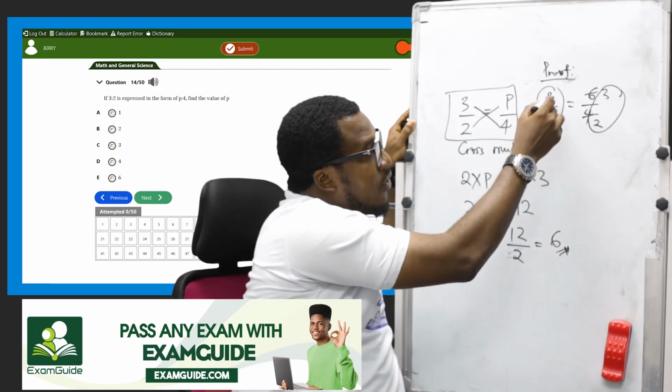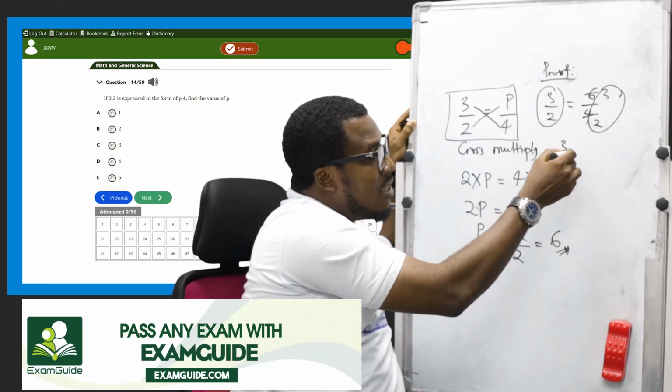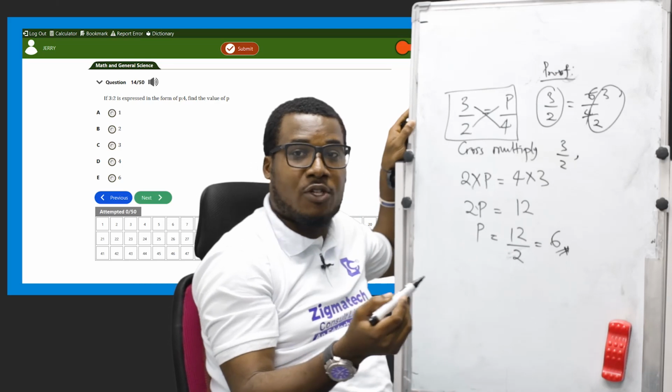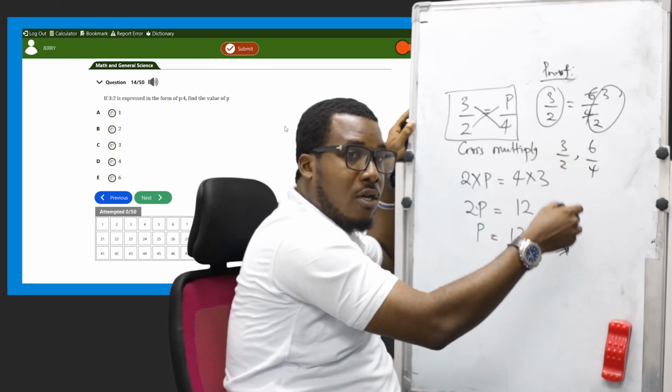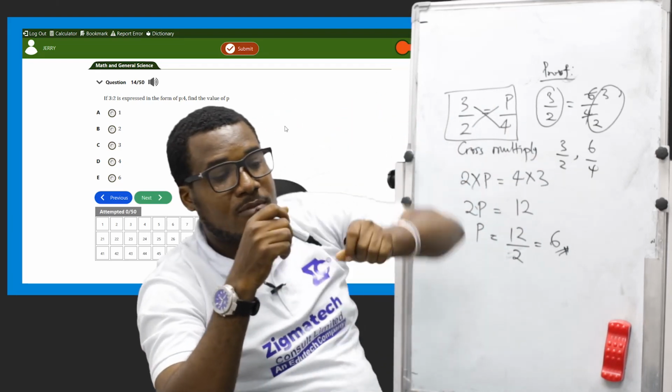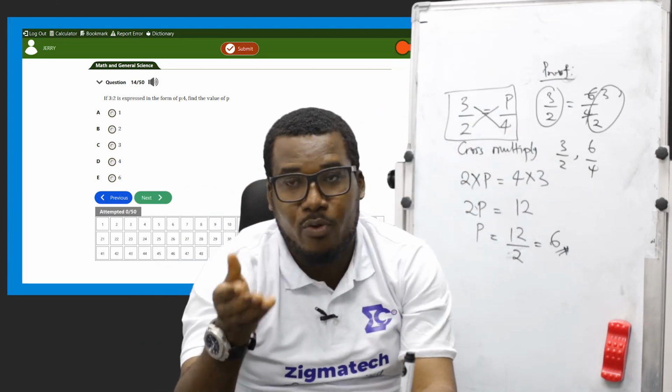If you look carefully again, 3 over 2, the next in the series, will become 6 over 4, going upward that way. Hence why we call it equivalent fraction.